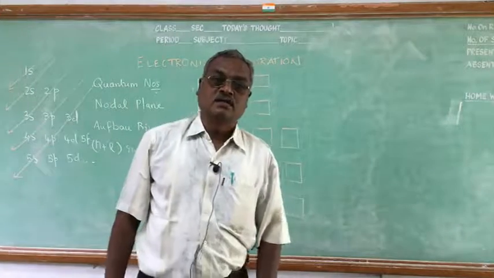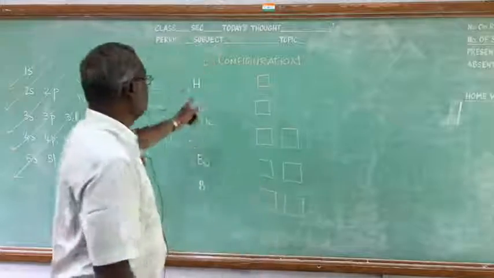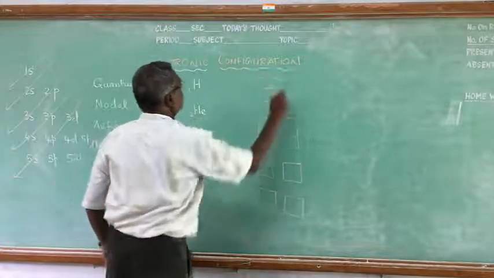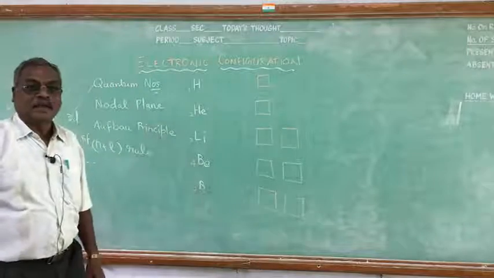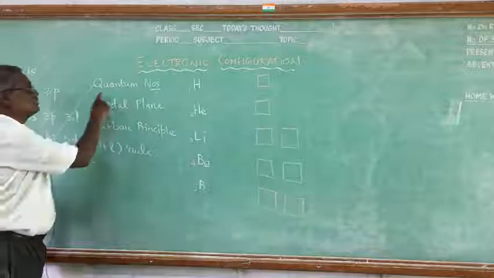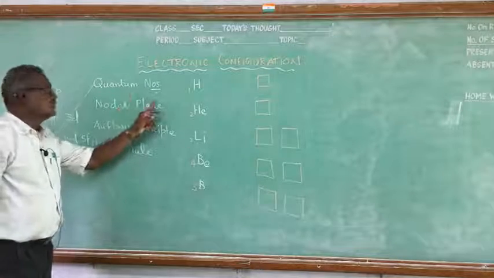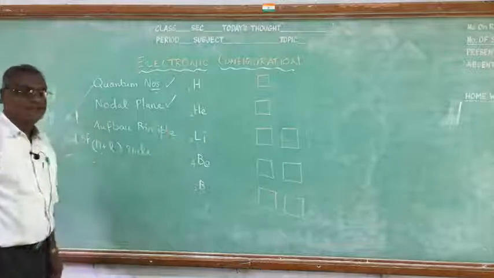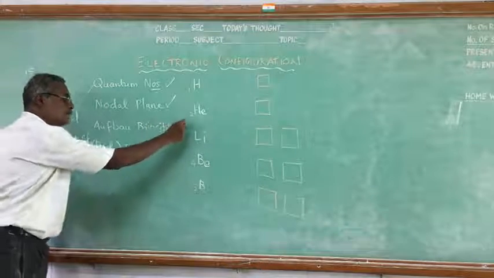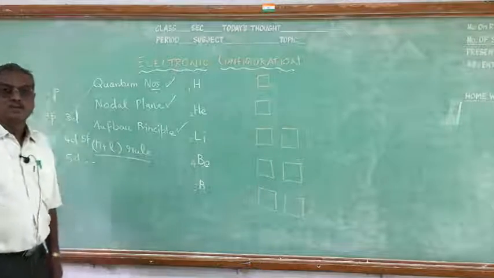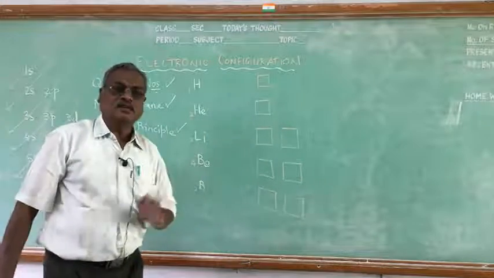Good morning, students. Today we are going to study the topic electronic configuration. So in this chapter, atomic structure, we have studied what is meant by quantum numbers, and next we have studied what is meant by nodal plane, and we have studied the Aufbau principle, and we have studied the n plus l rule. So all these are what?